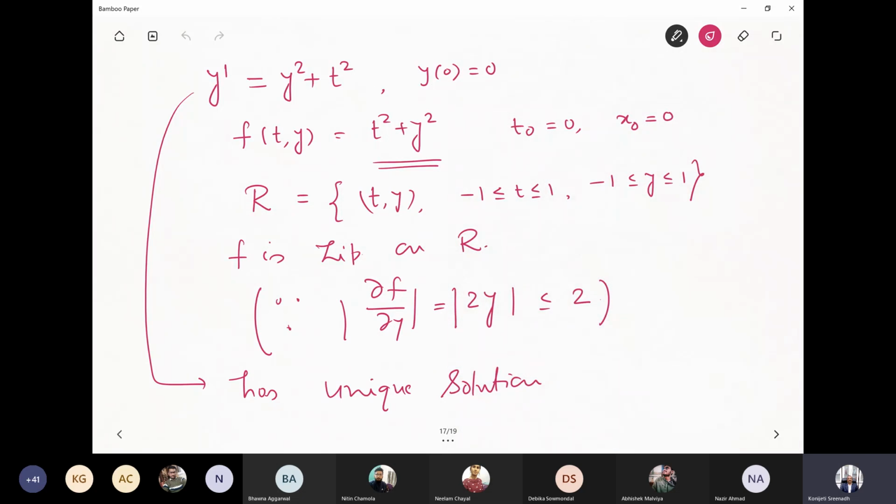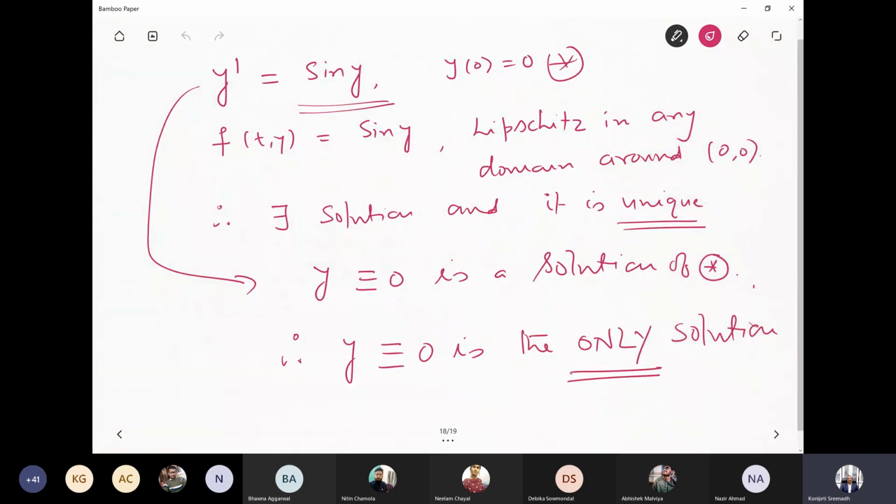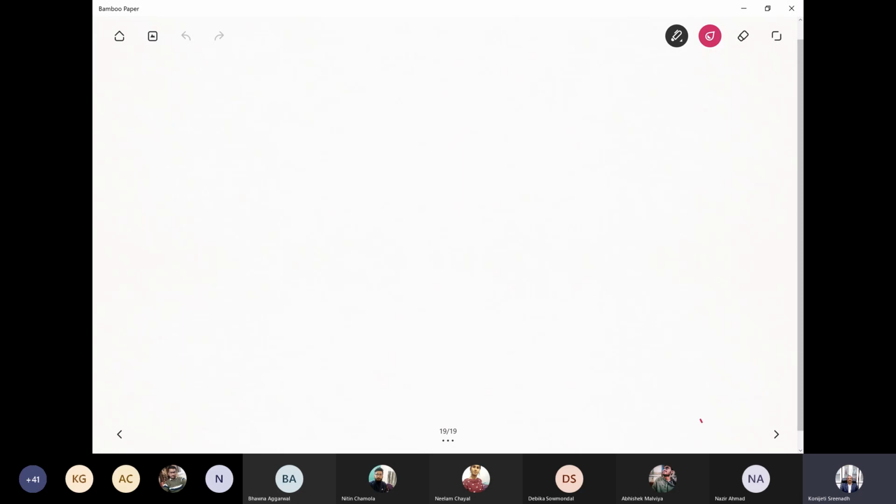Okay, so after these two examples, let me also give one more example. Say y prime equals y power 2 by 3, and y at 0 is 0. So you can try to solve this. Can you try to solve this problem by using separation of variables, as somebody pointed out?